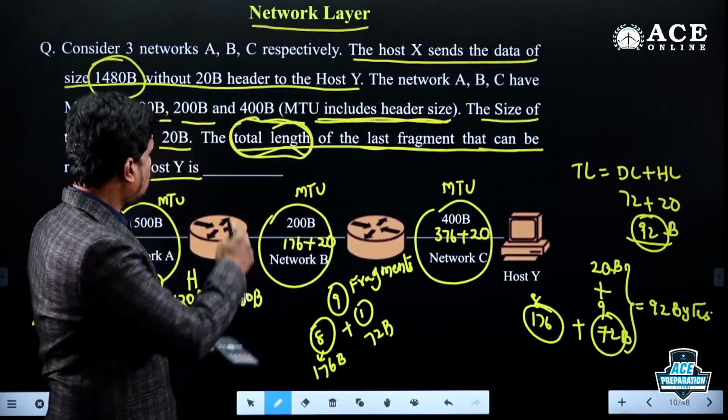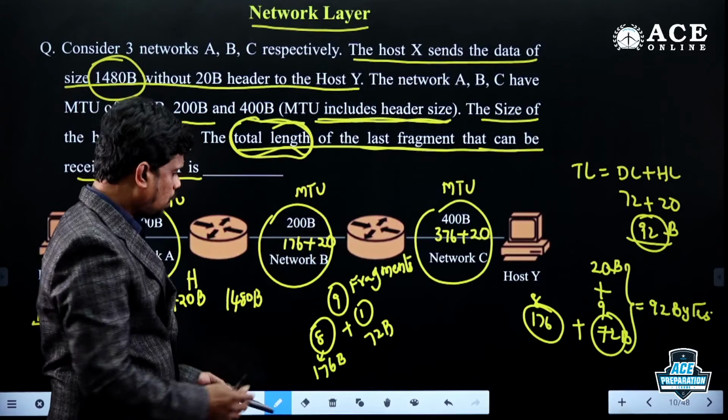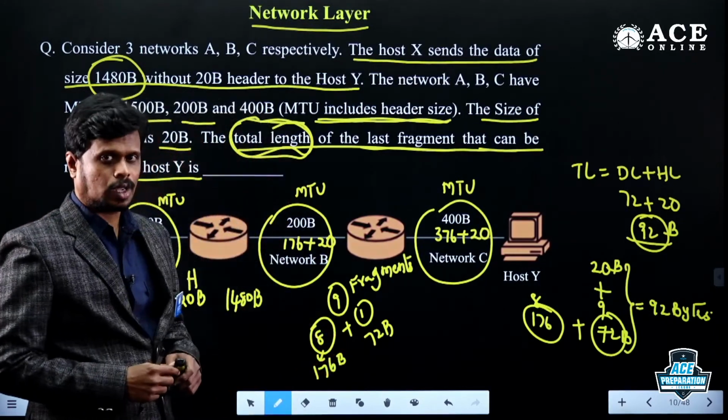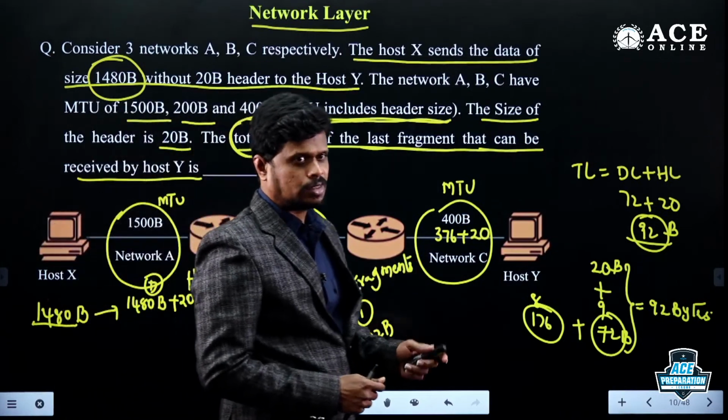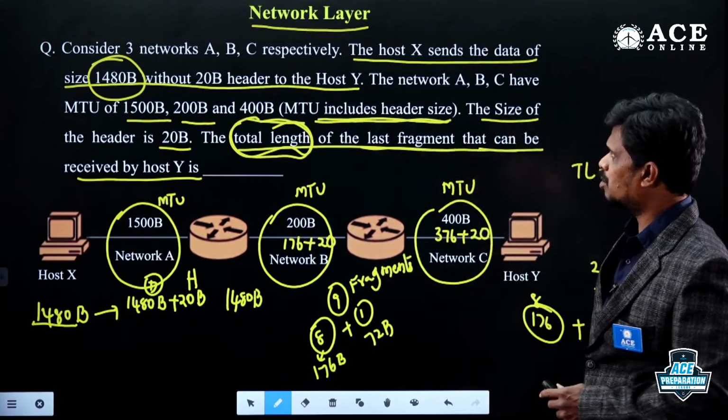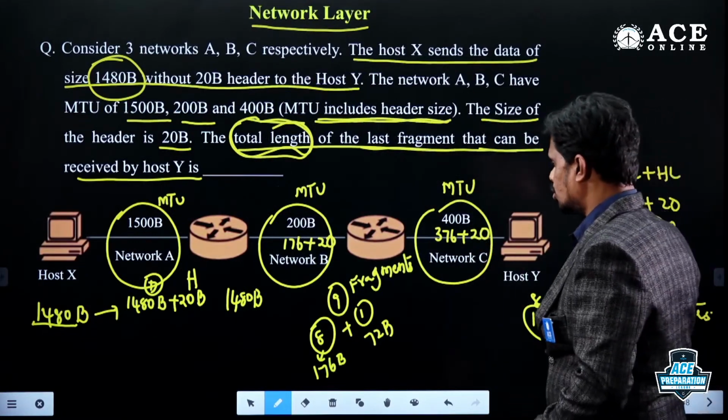If the question asked for the data length of the last fragment, then 72 could be the answer. But it is mentioned that total length. So hence the answer is 92 bytes. Okay? I hope you are clear with the explanation of this. Let's move to the next question.